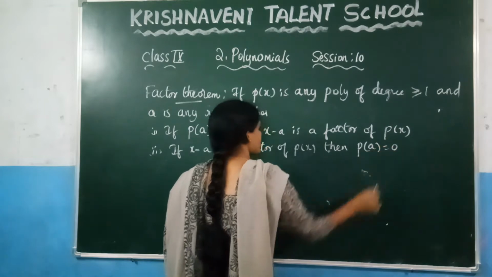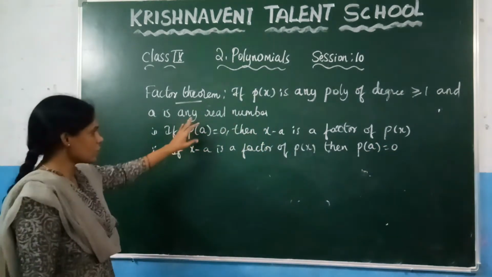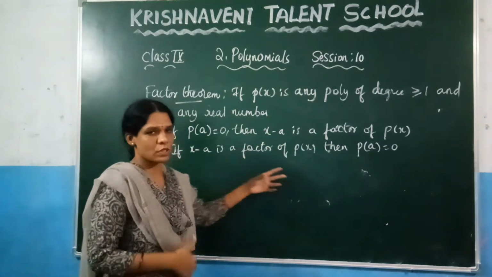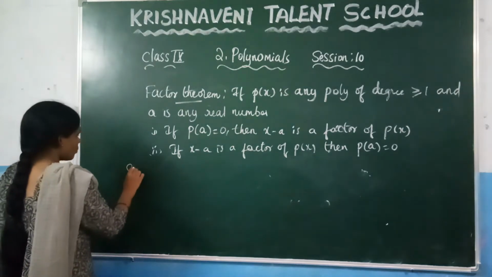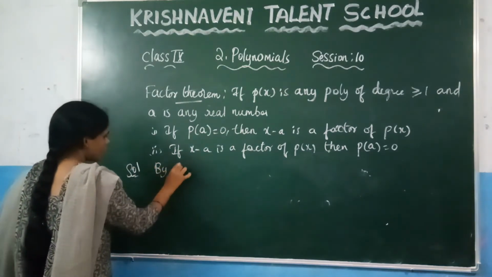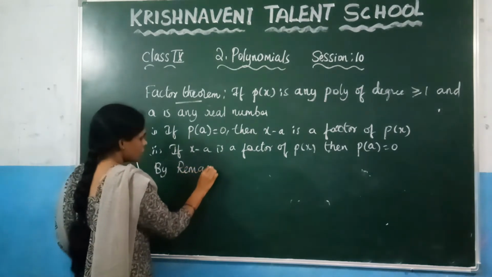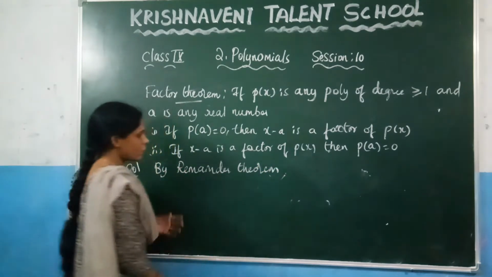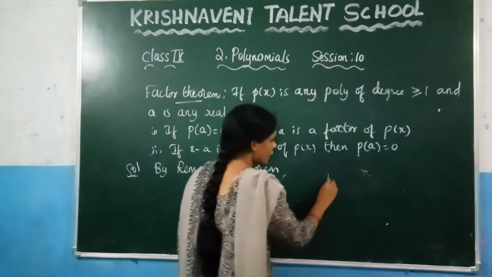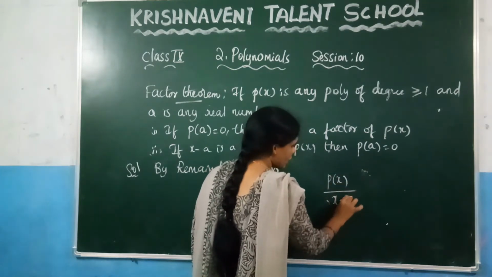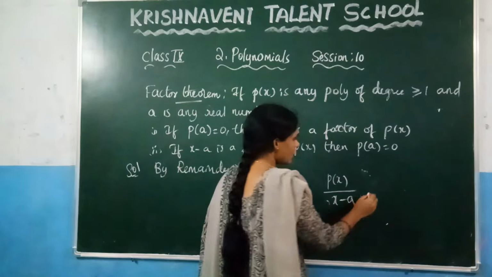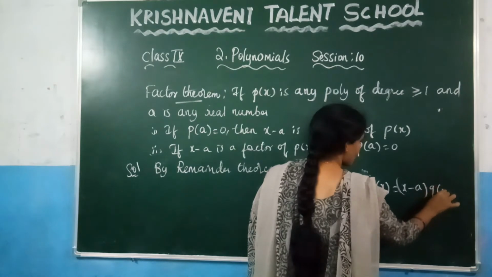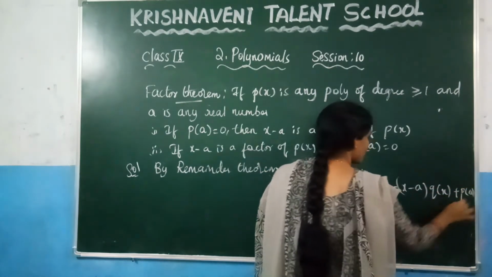The converse is nothing but the reverse here. If this is possible, this will also be true, or otherwise, if this is possible, this will also be true. Now what is the first one here? You know that by the remainder theorem, we already got one equation: if you are dividing a polynomial by a linear polynomial x minus a, you can write p of x is equal to x minus a into q of x plus p of a. This one we already discussed.